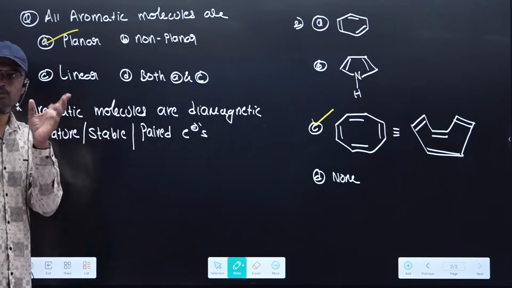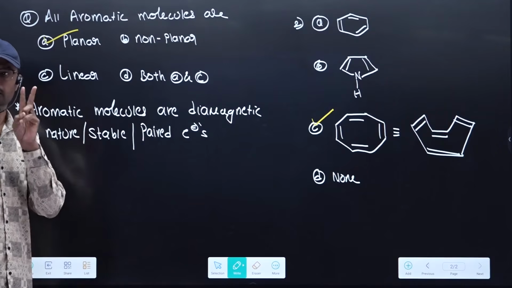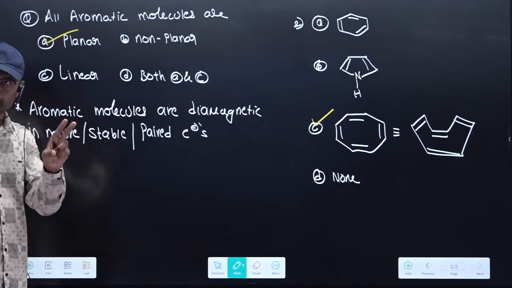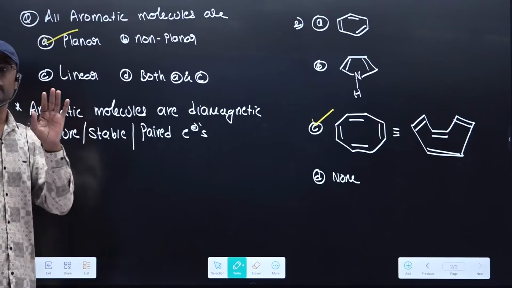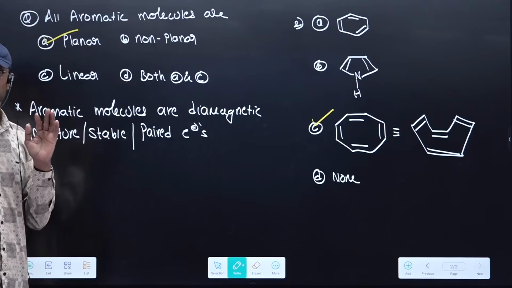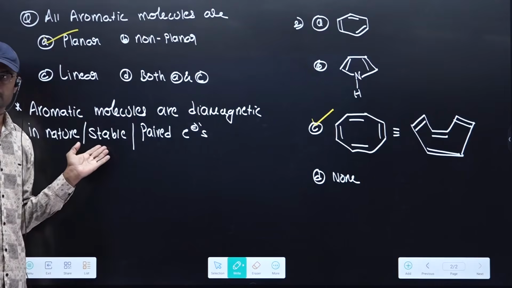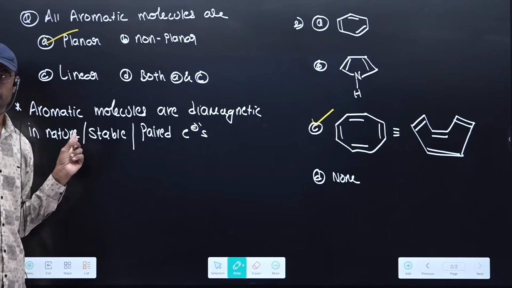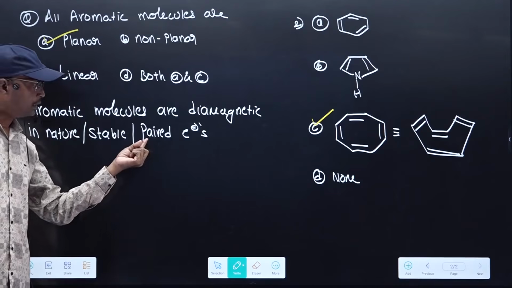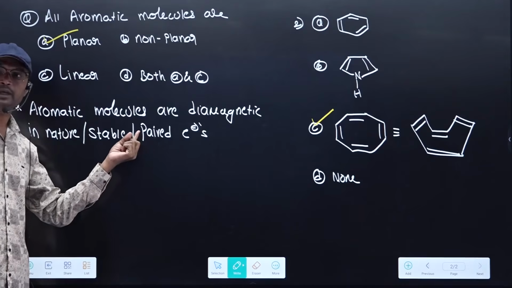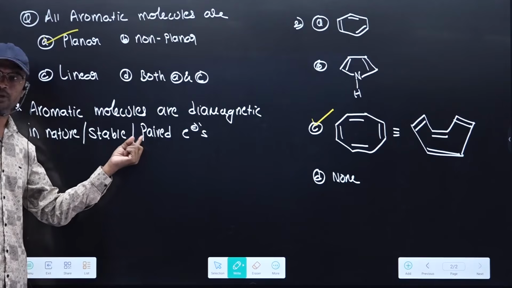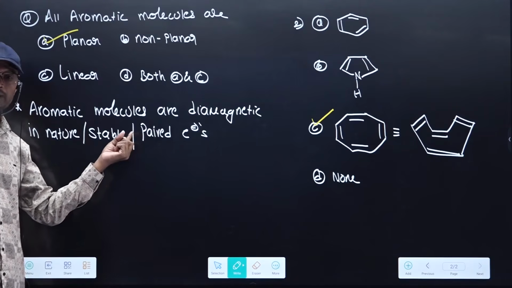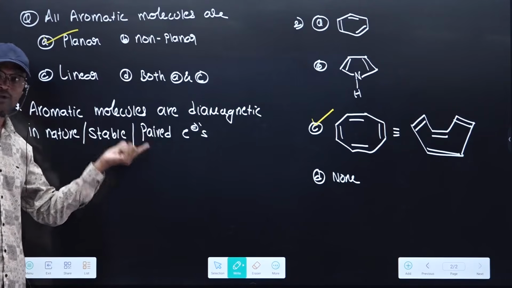If I say the word aromatic, remember they are stable. They are diamagnetic. There is no unpaired electron in their molecular orbitals. It will come in the concept of aromaticity, even in quantum chemistry also. Every aromatic molecule has a paired arrangement of electrons in its molecular orbitals. It is impossible to write an unpaired electron in the molecular orbital for aromatic molecules.